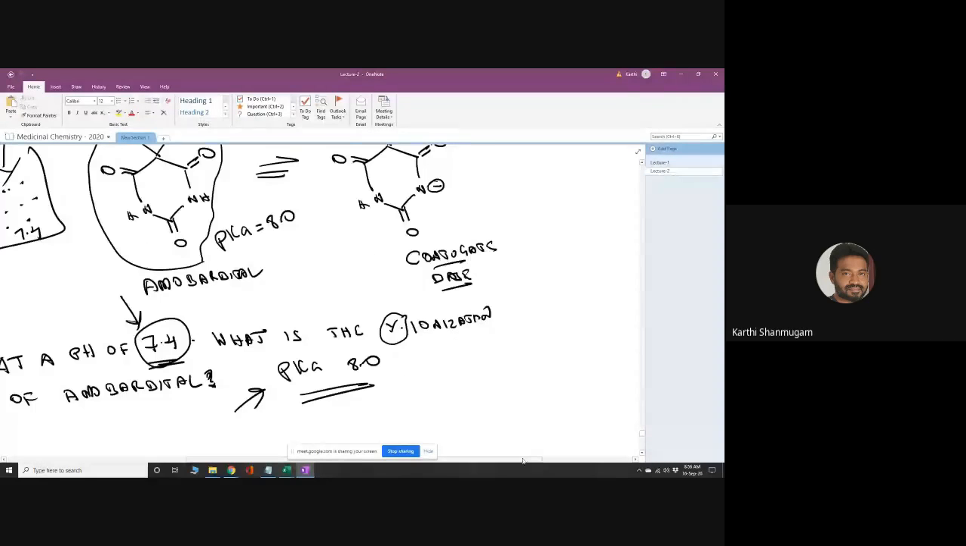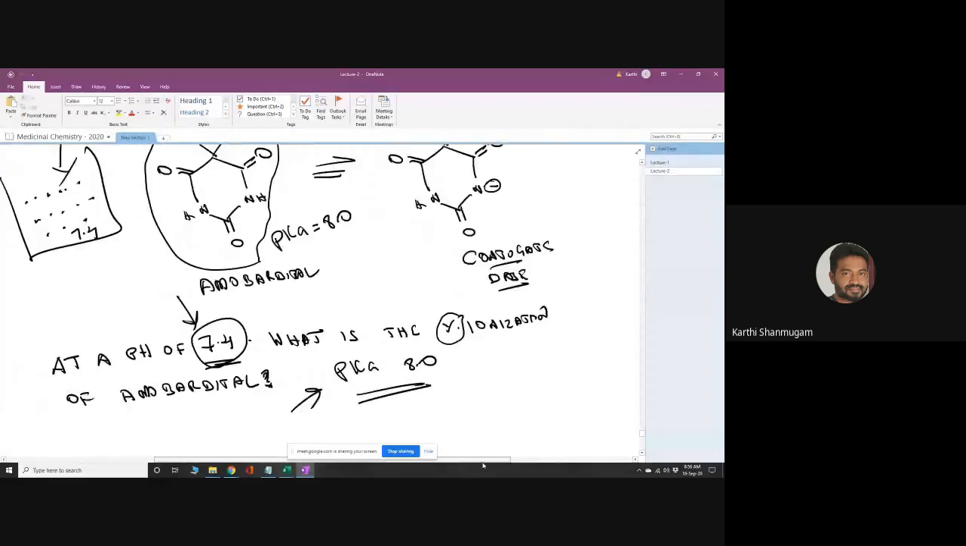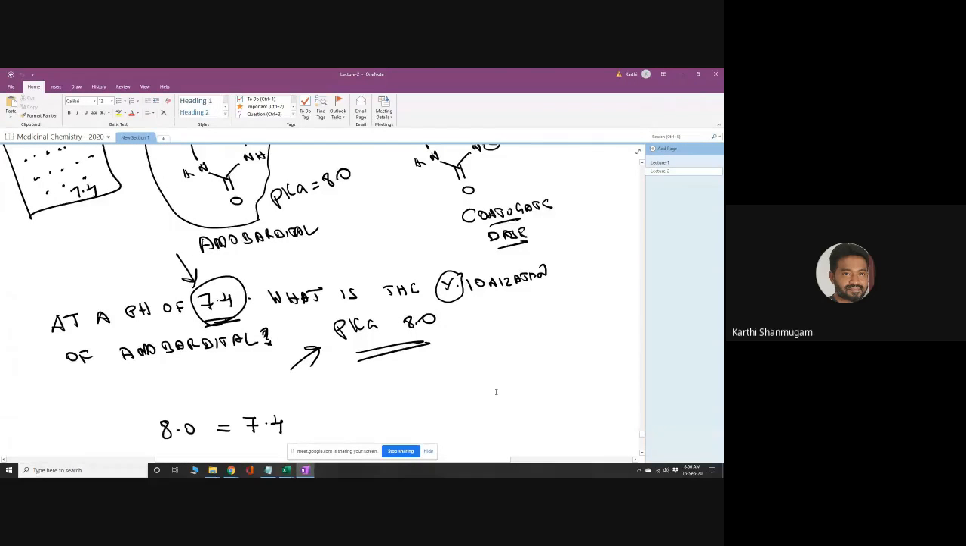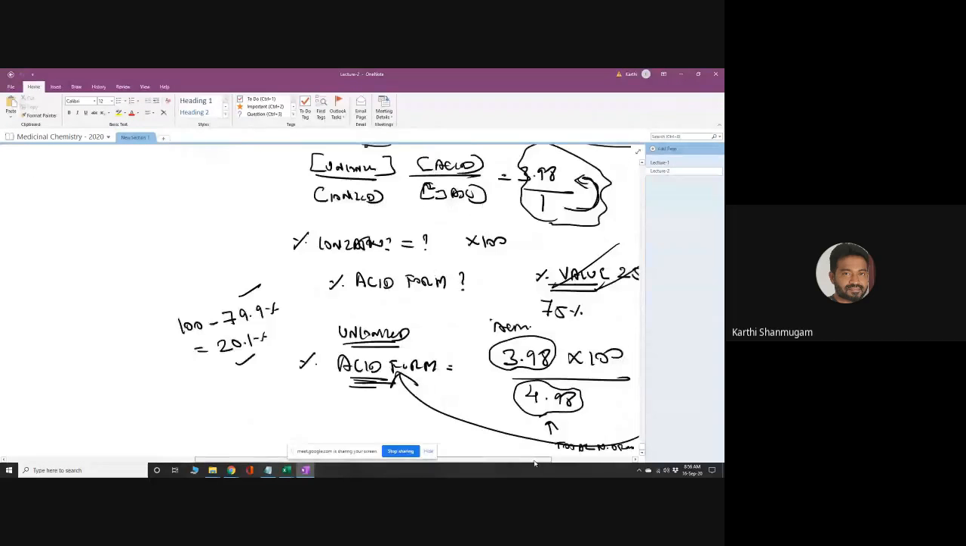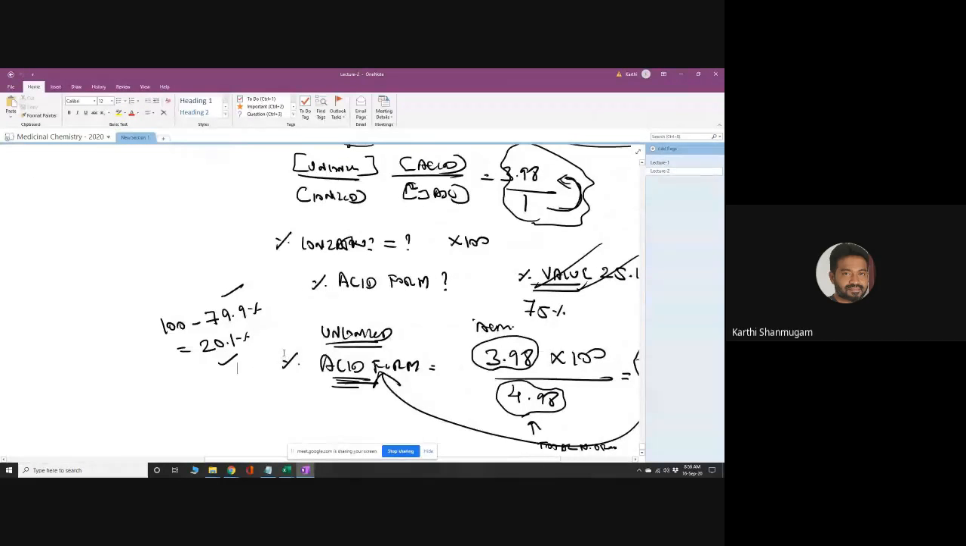So we solved a numerical problem at pH 7.4. What's the percentage of ionization of amobarbital, whose pKa value is 8.0? And finally, we got the answer as 79.9 percentage of the molecule will be in its unionized state. Am I right?